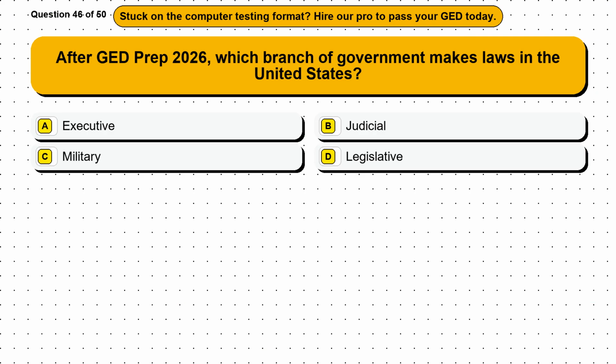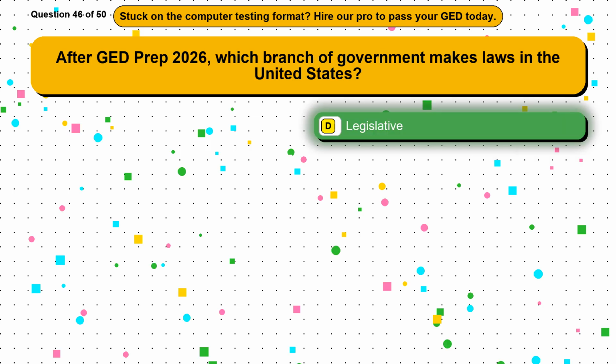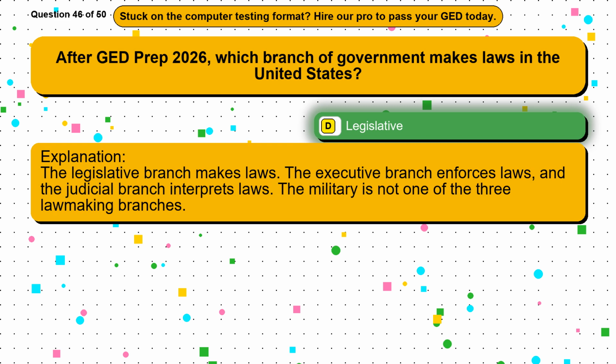Question 46. After GED Prep 2026, which branch of government makes laws in the United States? Option A executive. Option B judicial. Option C military. Option D legislative. The correct answer is option D, legislative. The legislative branch makes laws. The executive branch enforces laws, and the judicial branch interprets laws. The military is not one of the three lawmaking branches.